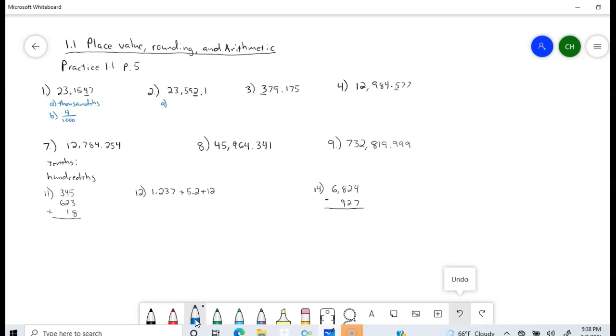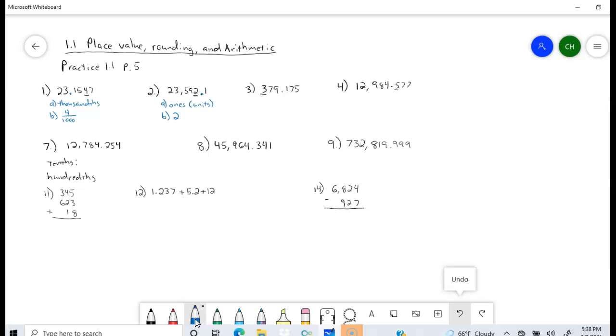So on this one, the decimal place is right here. The underlined is immediately to the left, so that's my ones place. That's the most common, so that's ones, which we also refer to as units. And the value of that one is 2.